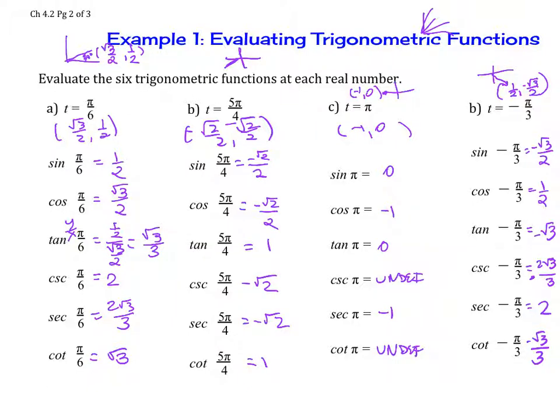If you tried this out, you would have gotten these values here. For sine of 5 pi over 4, you get negative root 2 over 2. Cosine is negative root 2 over 2, it's the same. Tangent is 1. Cosecant is negative root 2. Secant is negative root 2. And cotangent is 1. Looking at t equals pi, notice that cosecant is undefined because that would be 1 over 0. Same thing for cotangent of pi.